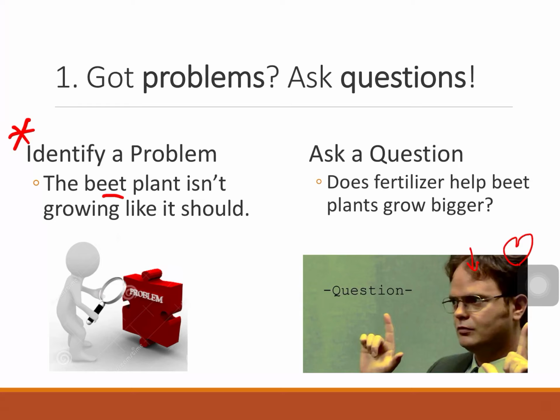So what he's going to do is ask a question to try to solve that problem. So his question is, does fertilizer help beet plants grow bigger? Okay, if his beets are bigger, he'll get more money for them. He will make a profit. So identify a problem and ask a question.